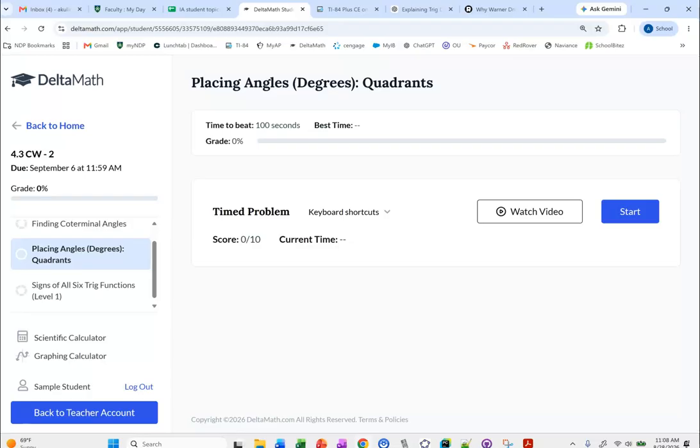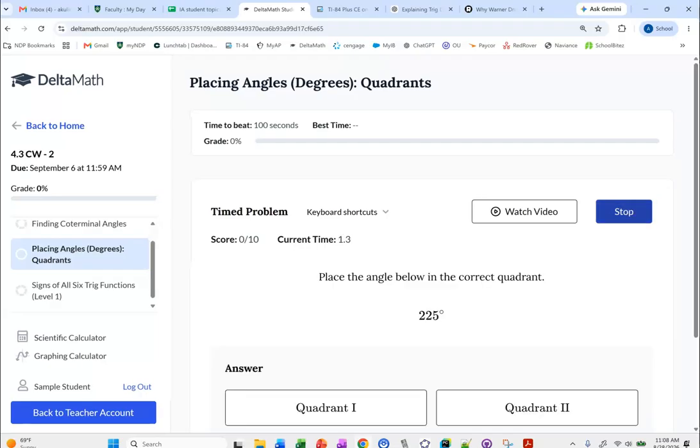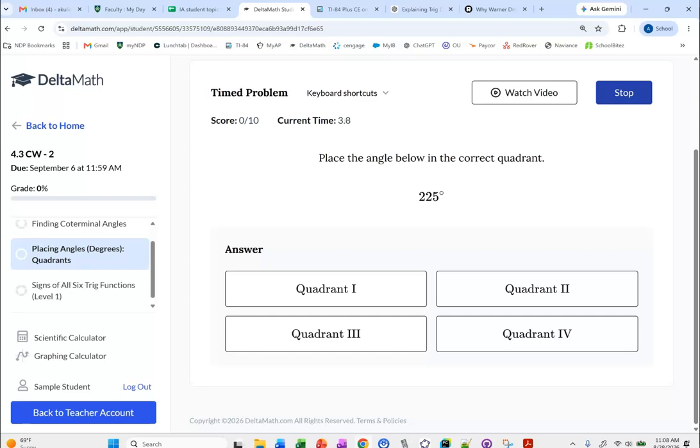So the next idea here is we're going to take our angle measured in degrees and decide what quadrant it lies in. Okay? So look at the example here. So 225. So my quadrants are 0 to 90, 90 to 180, 180 to 270, 270 to 360. So it's quadrant 3, right? Because we're between 180 and 270.